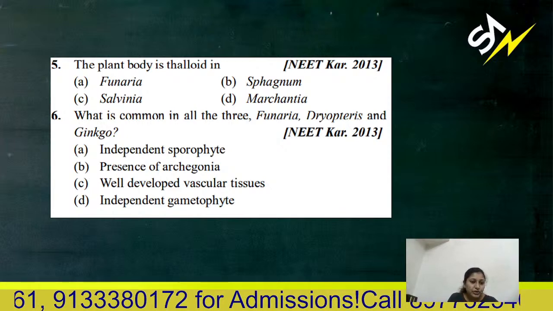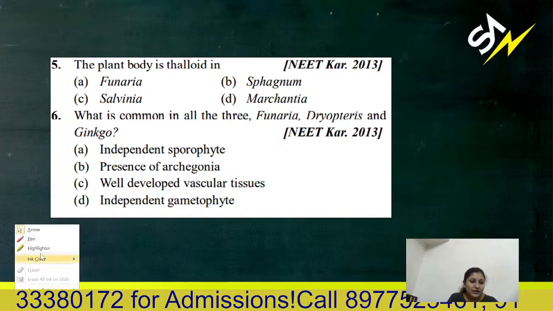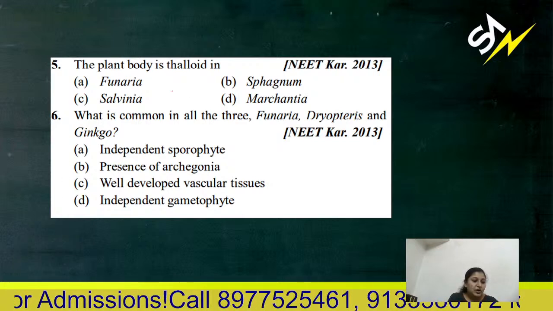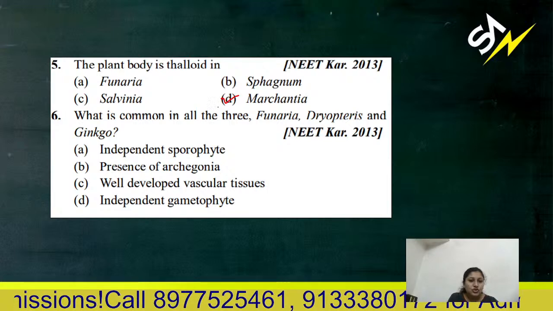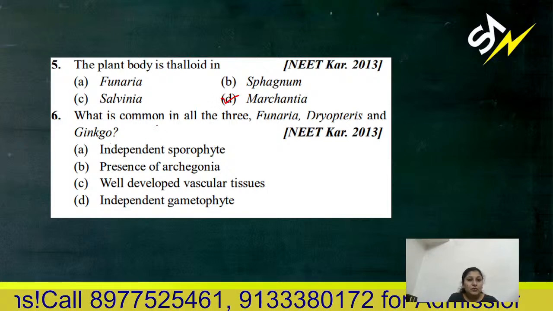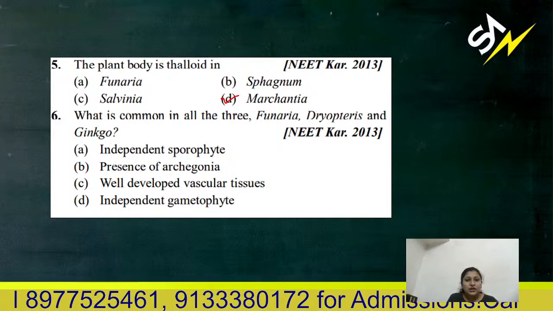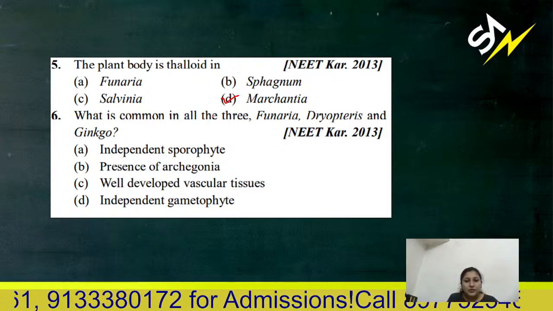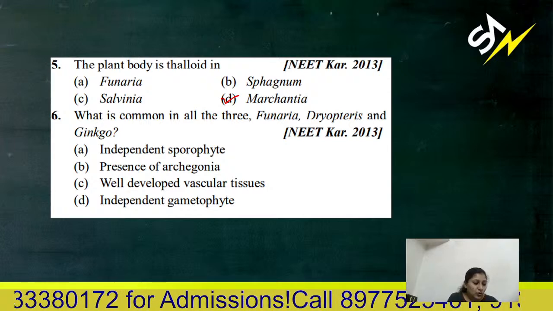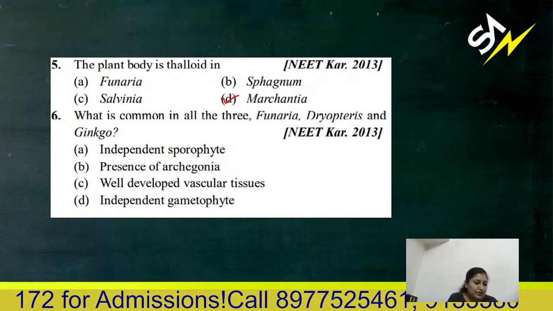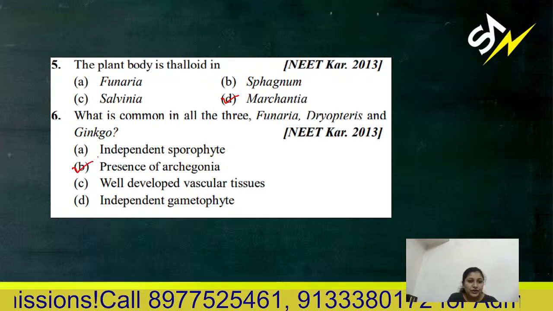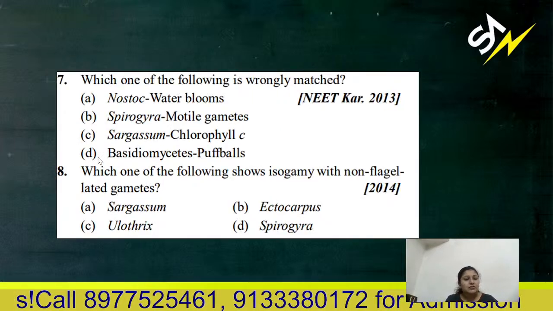Then for the fifth question, I am only answering right now. Plant body is thalloid in Marchantia, Funaria, Dryopteris and Ginkgo. What is common in all of these? So presence of archegonia is common in all of these.